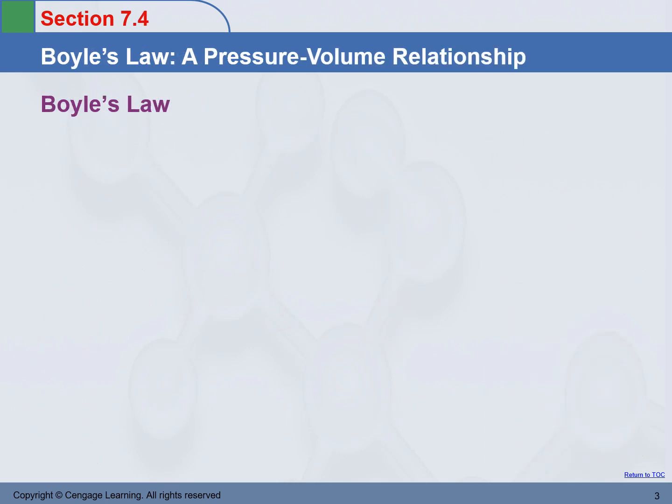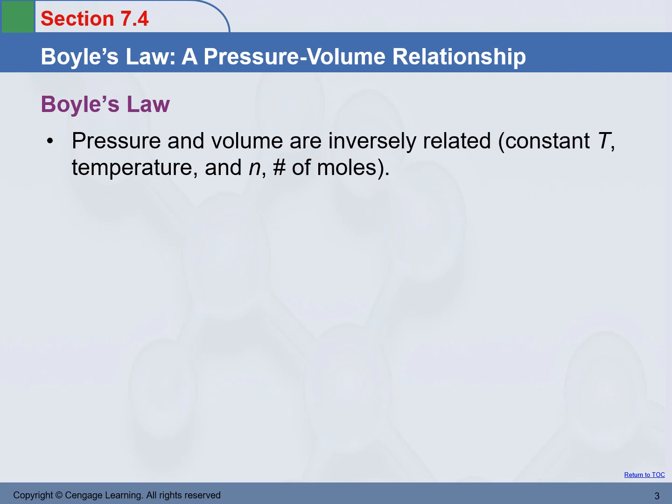Now, let's talk about the first gas law in this chapter, Boyle's law. Boyle's law states that the pressure and the volume of a gas are inversely related if the temperature and the amount of gas are not changing. So for a fixed amount of gas, if the temperature stays constant, then the pressure and the volume of the gas sample are inversely related.